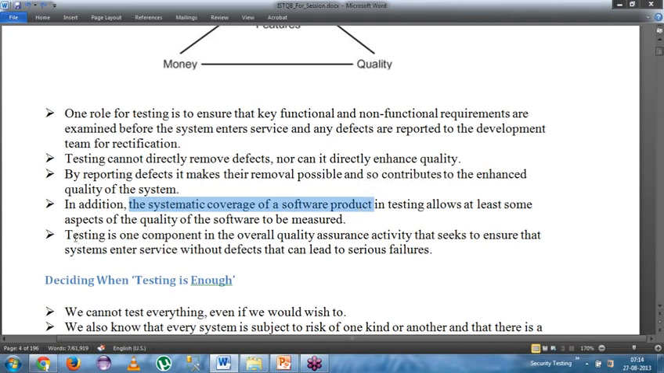Okay, and then testing is one of the components of the overall quality assurance activity. So what we are talking about here is that testing is one of the components. Unless we take care of the other things such as your process, your architecture, and also your design, when all these things are not in place, testing alone will not have a direct impact on your product. It is one of the areas which can impact your overall quality.